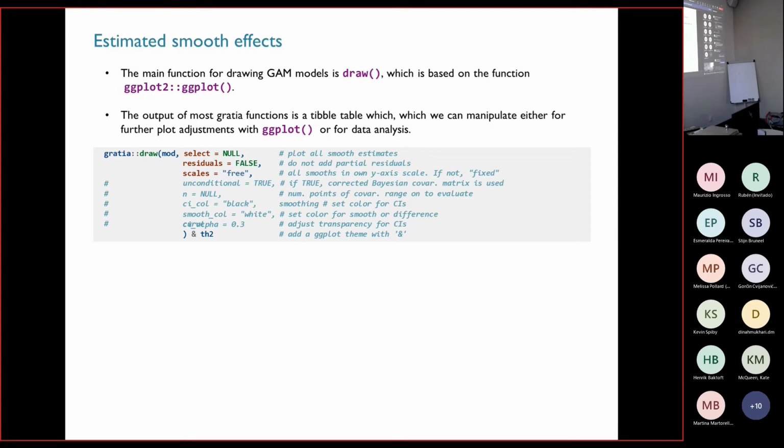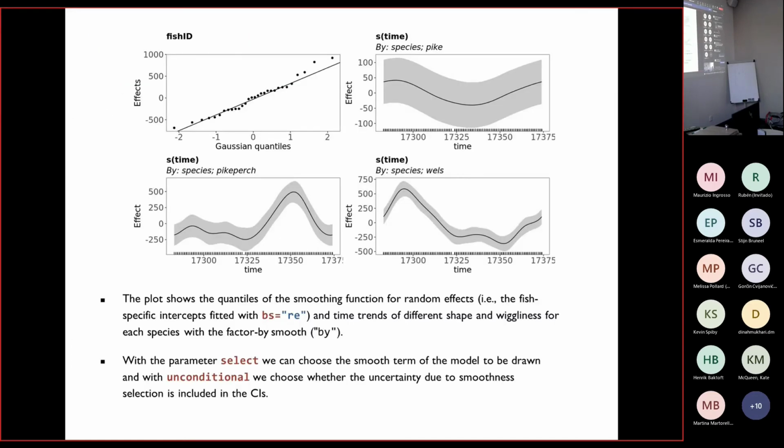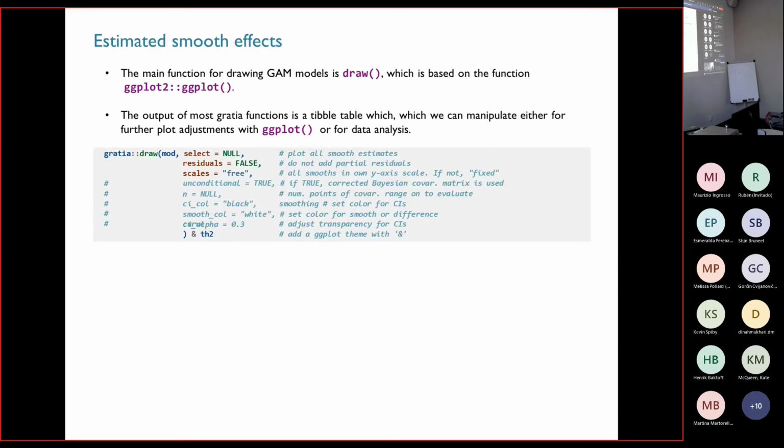Then the main function of gratia is the draw function, the one that is used the most. It can be combined with ggplot, with almost endless possibilities for customization. In this case, for example, we are going to plot model number one with different options. We can plot all estimates, or select them. The second is like seen before, residuals. We can select the scale, so that for different plots, for example for the different variables, we want to have the y-axis on the same scale between the different smooths, and so on.